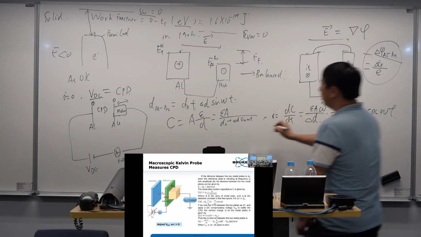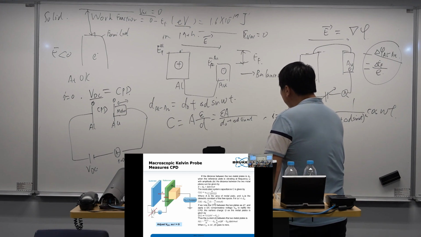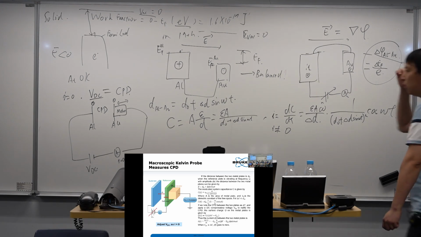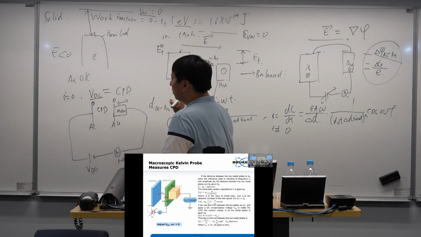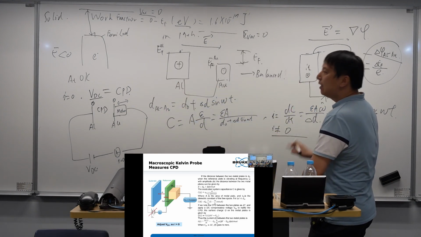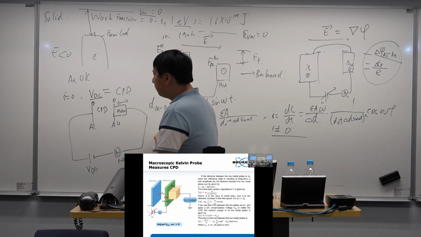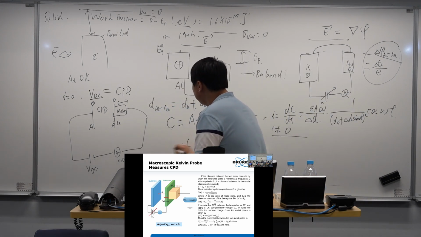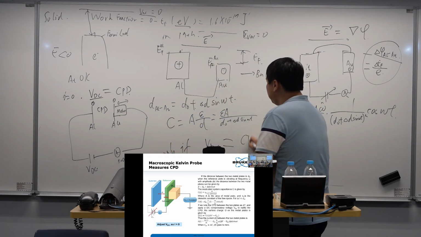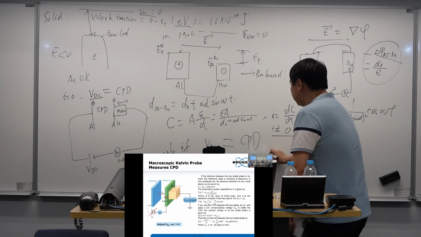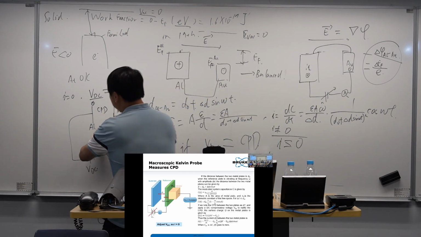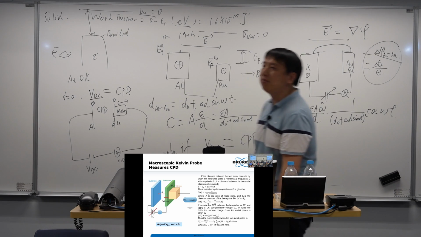So we can tell the I is always not zero, right? The current is not always zero. So once our motor is moving, there will always be a current here. And then only if what? Only if VDC equals to CPD, the current is constantly zero because the potential of these two boards, they are same potential.